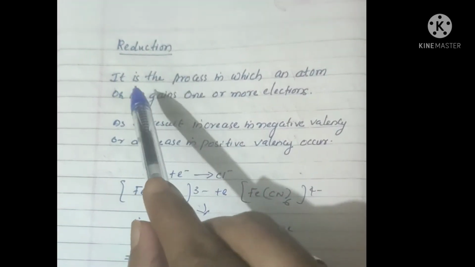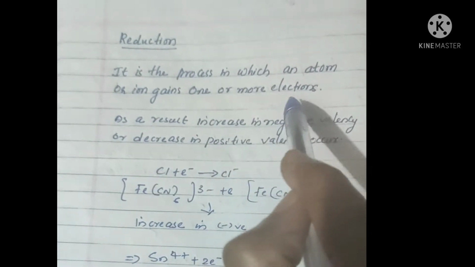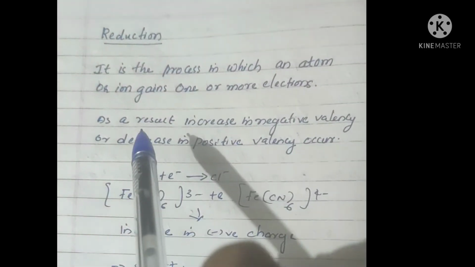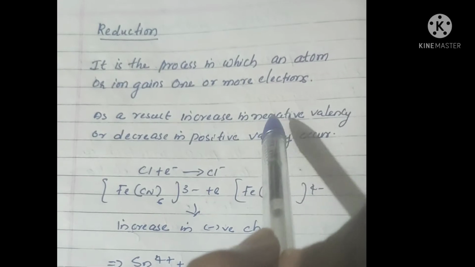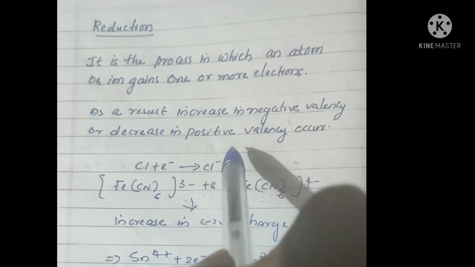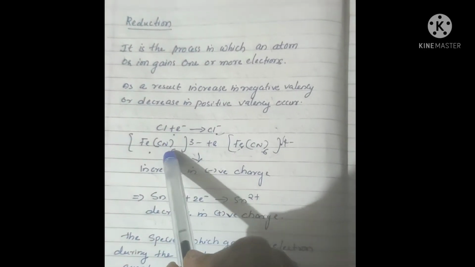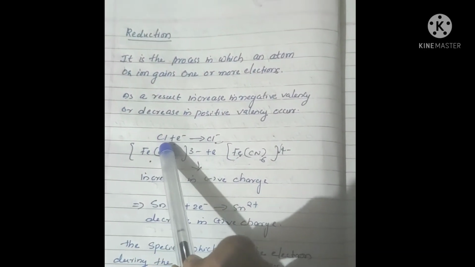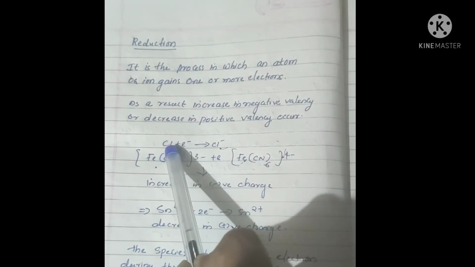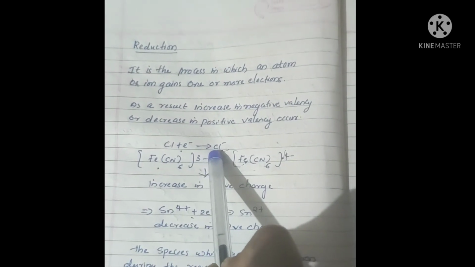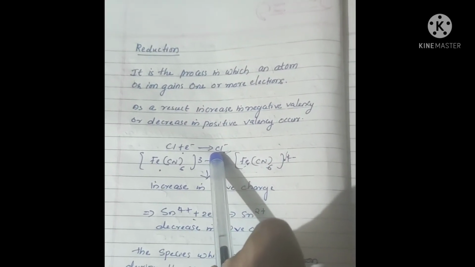And reduction is the process in which an atom or ion gains one or more electrons. As a result, increasing negative valency or decreasing positive valency will occur. For example, chlorine undergoes reduction. That means chlorine gains an electron and becomes Cl- ion. Here an increase in negative charge occurs.